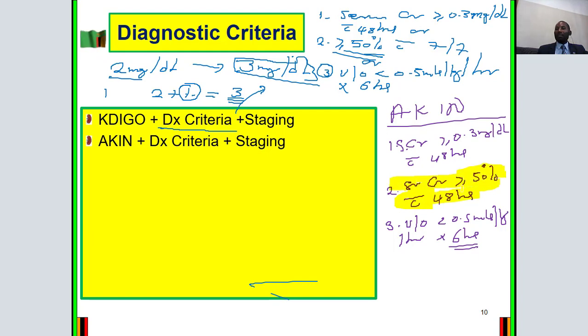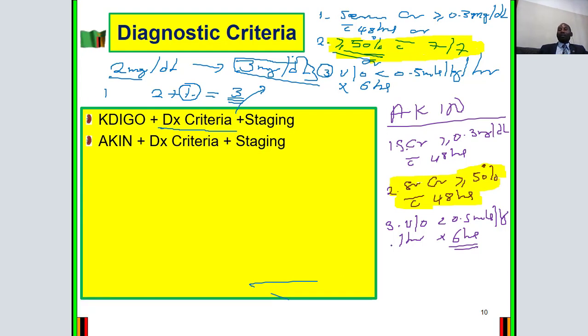On the baseline, it is within 48 hours for AKI, whilst in KDIGO, it is within 7 days. So for exam purposes, it's very important to take note. All right, let's go to the next one.